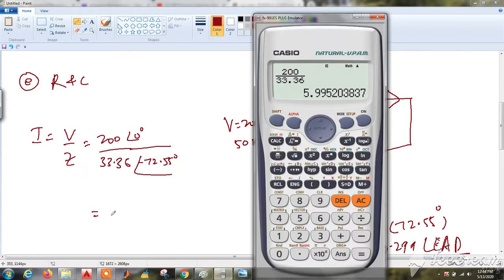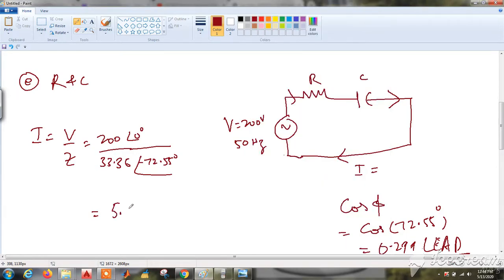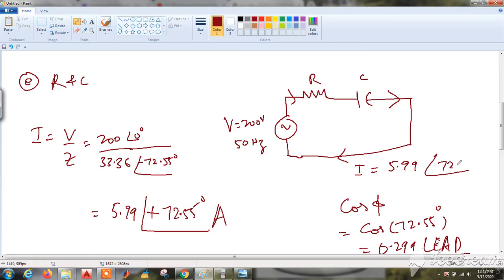So we are getting current as V by Z, that is 200 by 33.36, we are getting 5.99. We can write approximately 6 also, and the angle is numerator angle minus denominator angle, will get plus 72.55 degrees. Why plus? The current angle is plus here because it is in leading. Current leads the voltage by 72.55 degrees amperes. So the current is 5.99 at an angle of 72.55 degrees amperes.